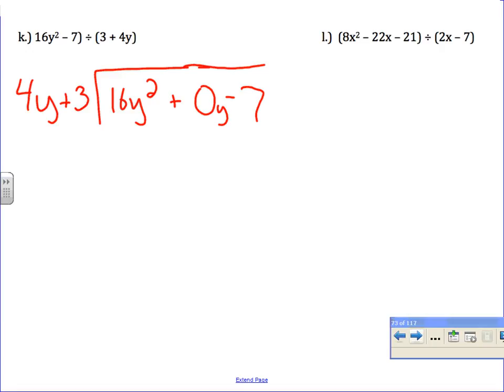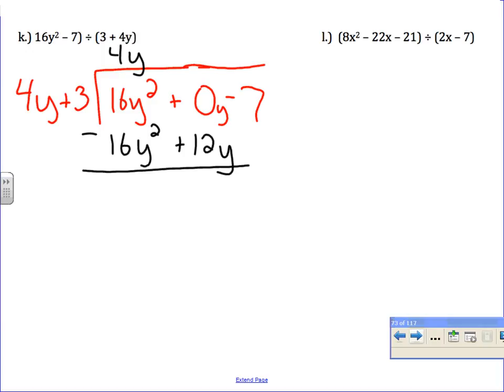All right, 4y goes into 16y squared, 4y times. So we need to multiply. 4y times 4y is 16y squared. 4y times 3 is positive 12y. So same process, but we just don't have a y term to subtract from. So 16y squared minus 16y squared is 0. 0 minus 12y is negative 12y. So if I didn't put the 0 there, I just in my head say, okay, there's not a y term here. So 0 minus 12y is just negative 12y.